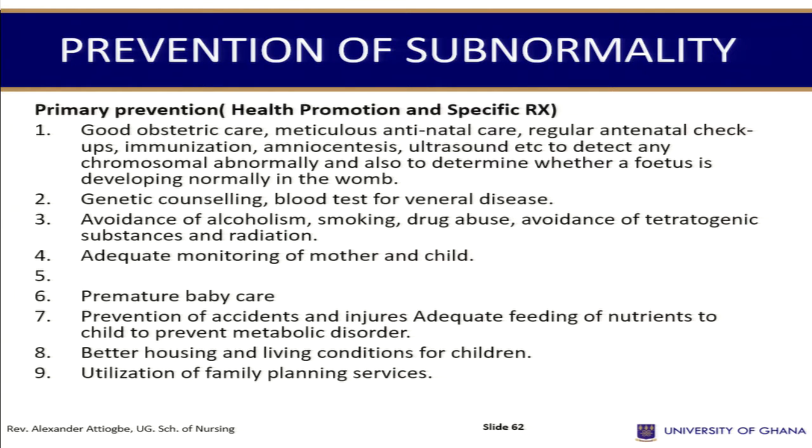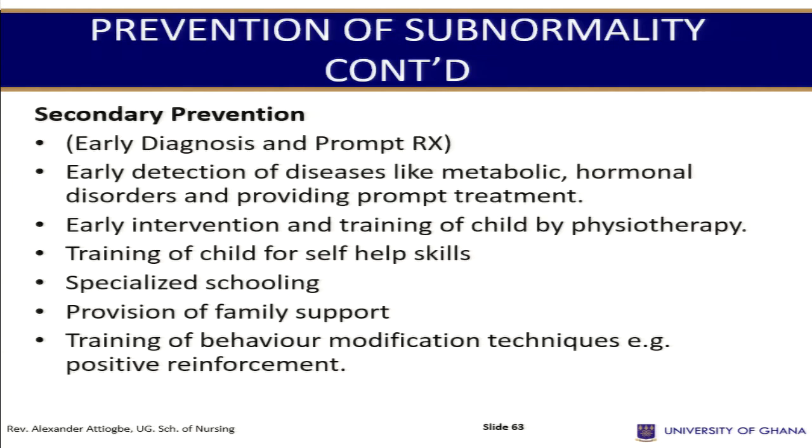Avoidance of alcoholism, smoking, drug abuse, avoidance of teratogenic substances and radiation, adequate monitoring of mother and child, premature baby care, prevention of accidents and injuries, adequate feeding of nutrients to the child to prevent metabolic disorder, better housing and living conditions for children, and utilization of family planning services.